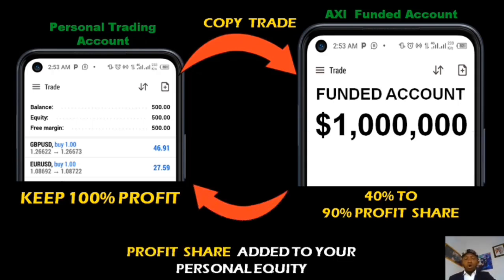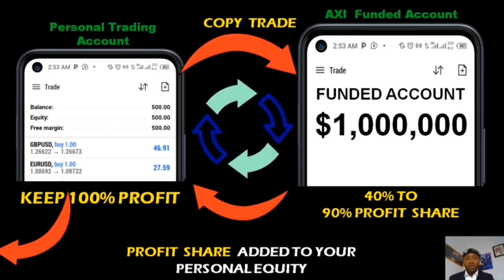Your profit share is sent to your personal account, and from your personal account, you can withdraw it to your local account or to your crypto account. And the process continues. Once you withdraw from your funded account and the money is in your personal account, you withdraw it from your personal account, or you can leave it there and continue to trade with it.